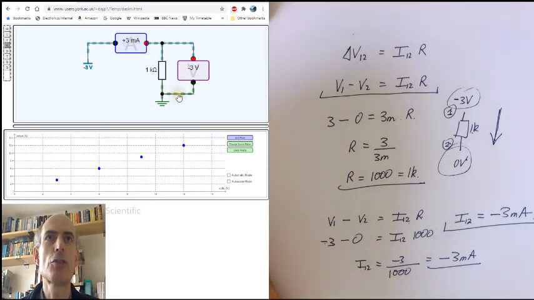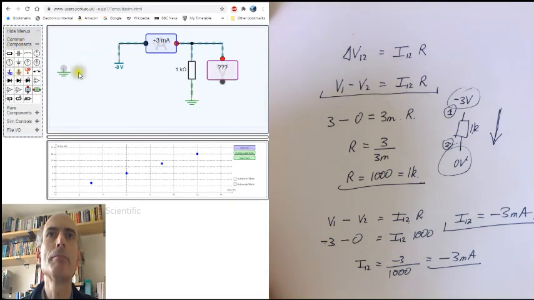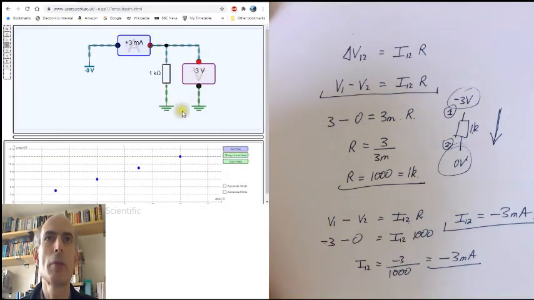I could draw the circuit equally well like this. Just get another one of them, put it down there. That is exactly the same circuit. These 2 points are connected together. They're both connected to ground.